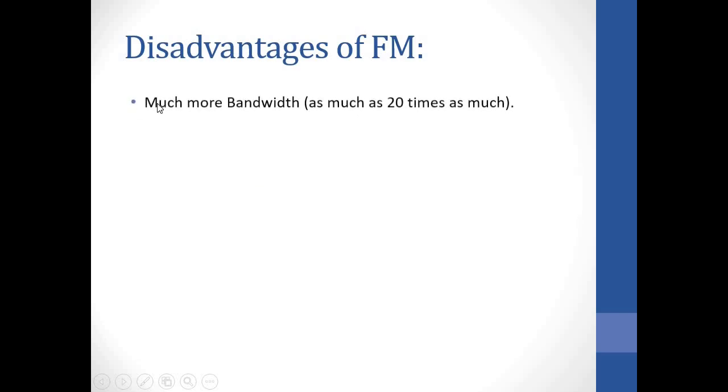And then looking at the disadvantages: much more bandwidth, because now we are varying the frequency. We are not varying the amplitude. We tend to use much more bandwidth compared to the AM signal. We're also going to look at this when we are calculating the bandwidth of an FM wave.